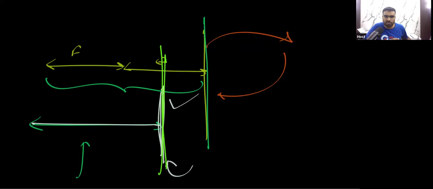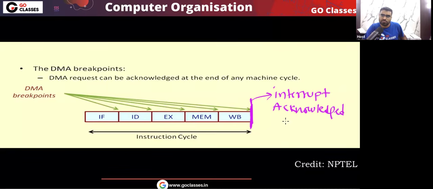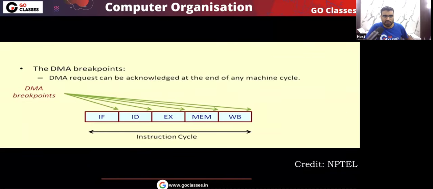So, did you notice the difference between DMA acknowledgement and interrupt acknowledgement? Please tell me, did you understand the difference? See, DMA can be acknowledged at these points, but the interrupt is acknowledged only at this point, at the end of the instruction. But remember, DMA can be acknowledged at these points. Is this point clear?